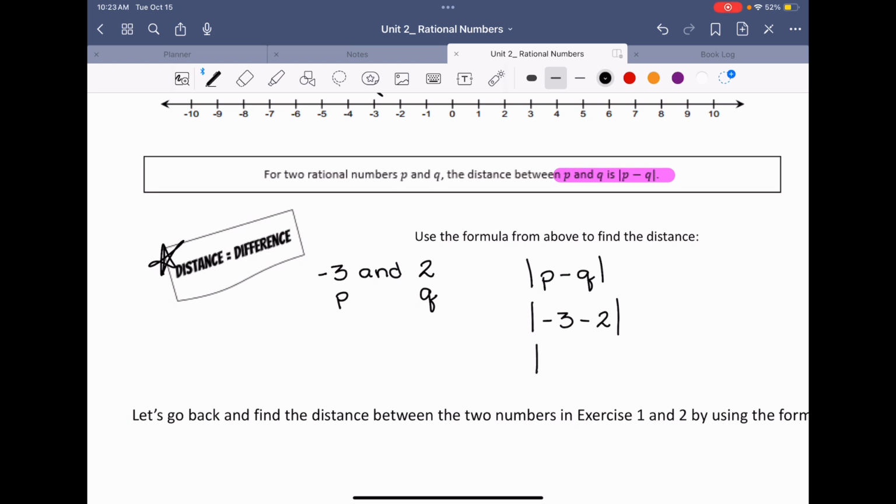I'm going to solve what's inside first. Well, let's use my rules. So leave, change, change. This is going to be 3 plus 2, and then they're both negative, so -5. But it's absolute value, so my answer should be 5. So their distance is 5 units.